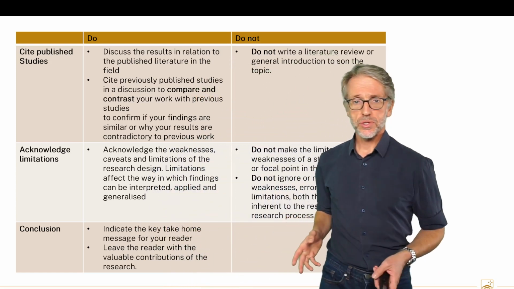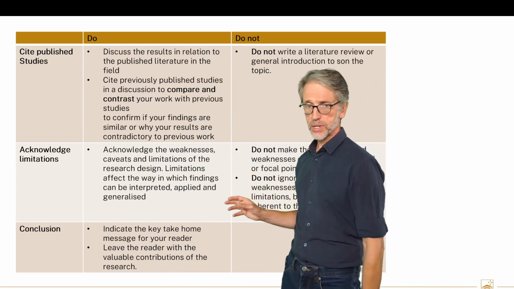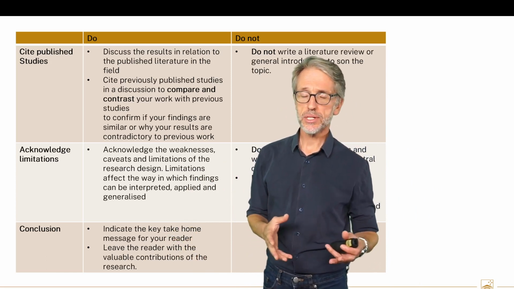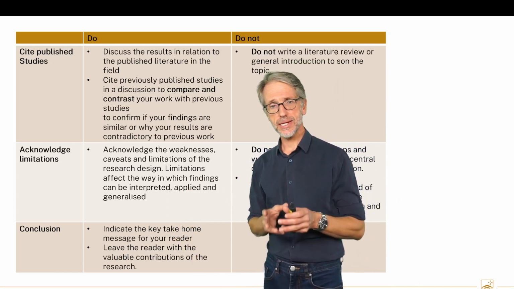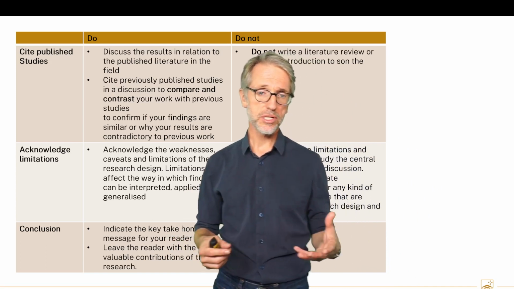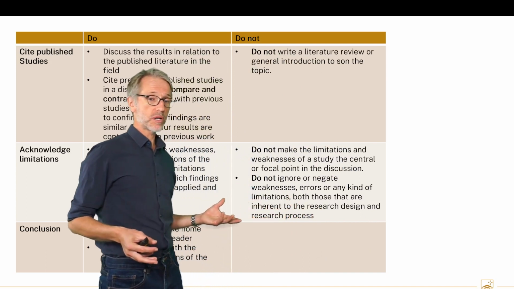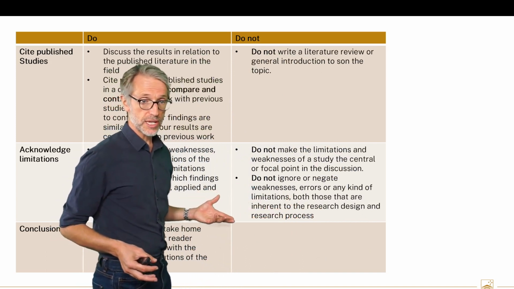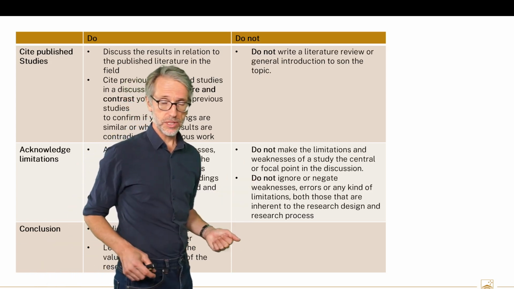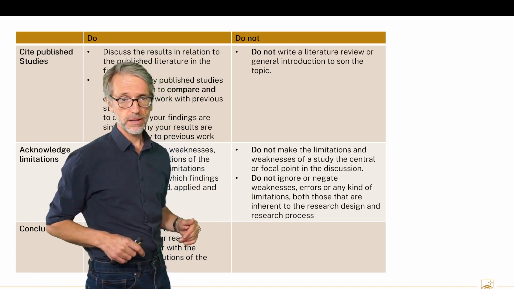Discussions and conclusions absolutely need to acknowledge the limitations and the weaknesses associated with maybe the research design, the limitations associated with how the data can be interpreted. There shouldn't be things like limitations associated with the people who did it. So a paper should never be written by a student who says, well, because we're all students, the quality of our work is no good. That is never something that should appear in a paper.